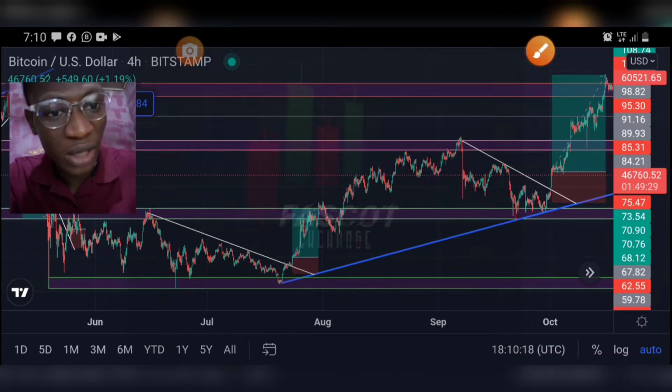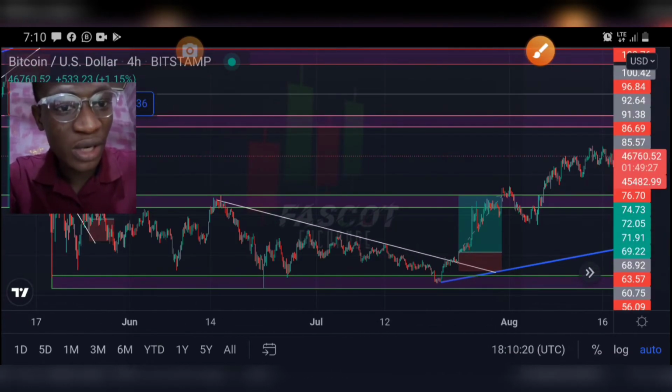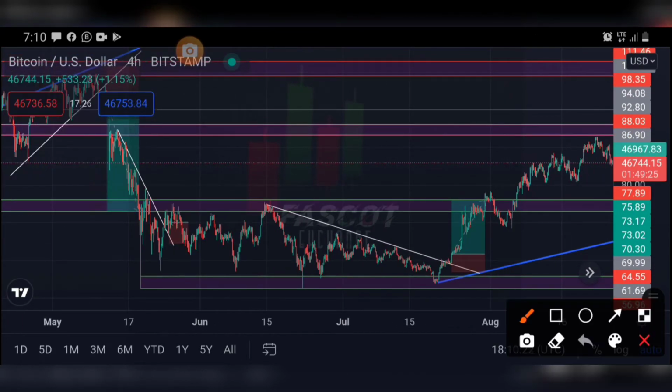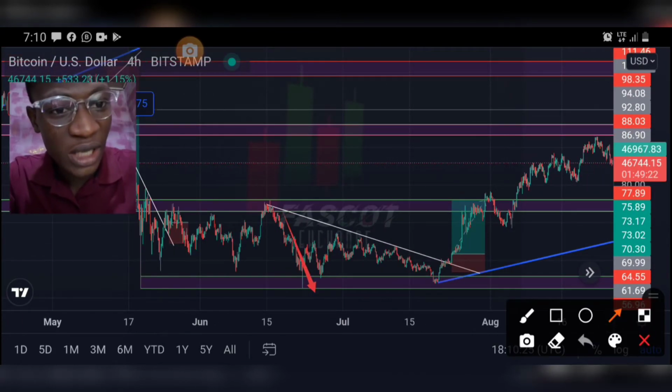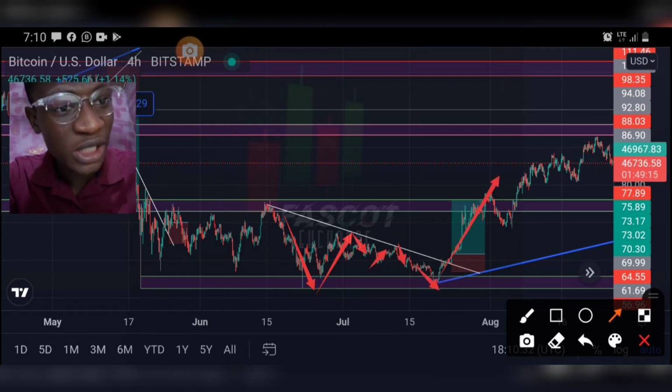After which I was waiting for this channel to break out. This is an ascending channel, I think. You see, the price fell off, went in there again, creating some consolidation, and then came back in here and gathered some liquidity before going up.